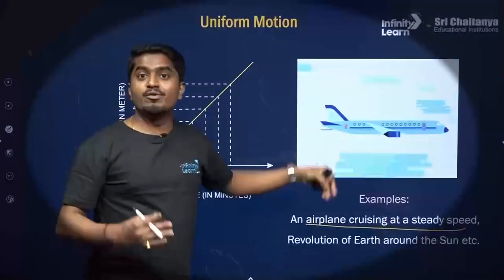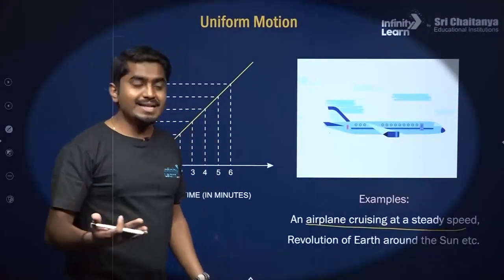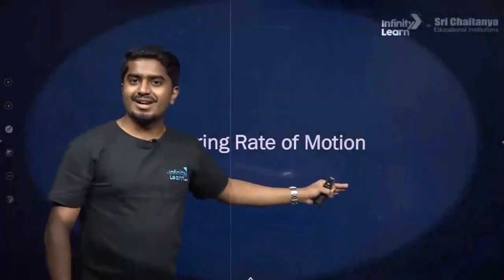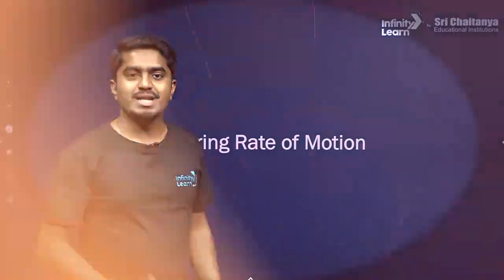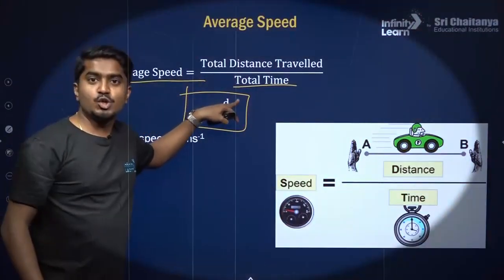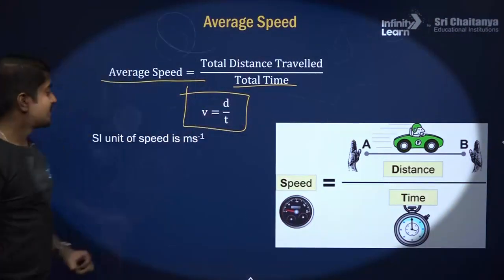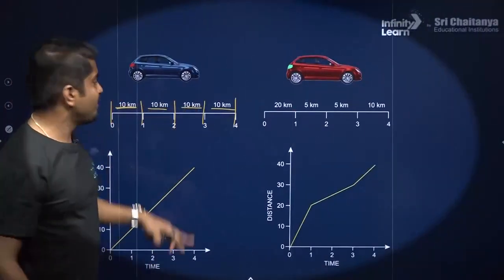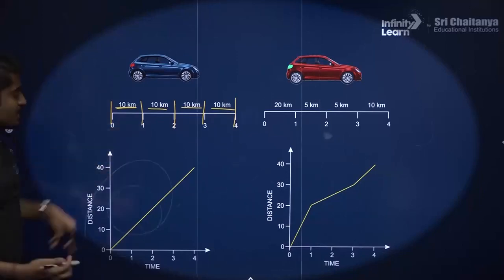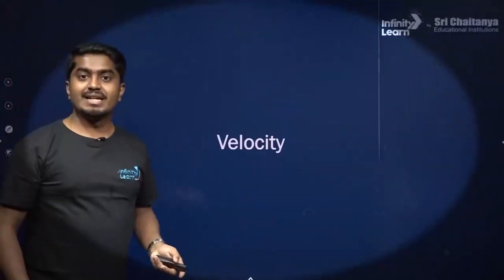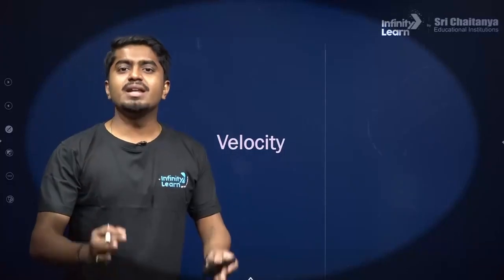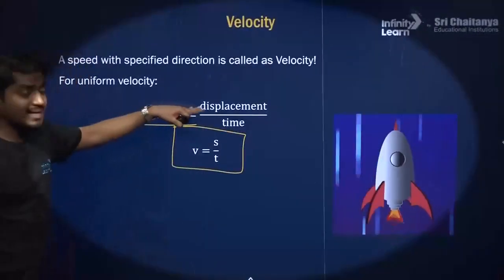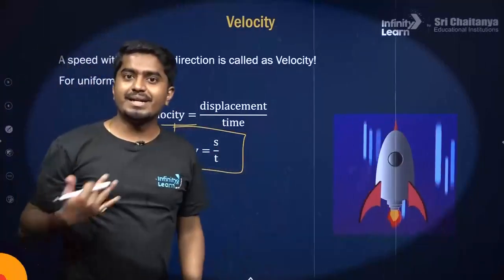If an object is moving with a constant speed, then we say that it is a uniform motion. How do you measure the rate of motion? What is average speed? It is the total distance divided by total time. Equal distances in equal intervals of time is called uniform motion. So what is velocity? Let's understand that. It is very similar to speed, just that it has a direction. Velocity is nothing but displacement divided by time.